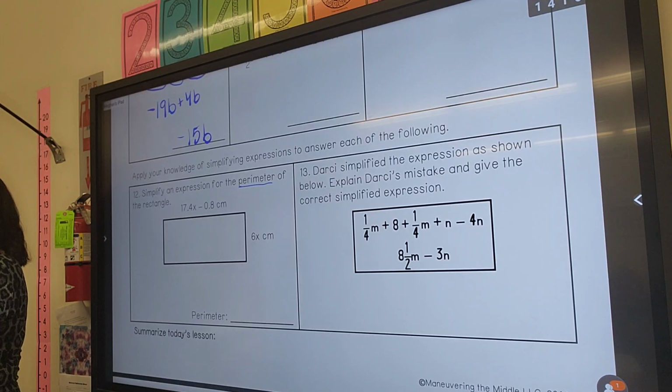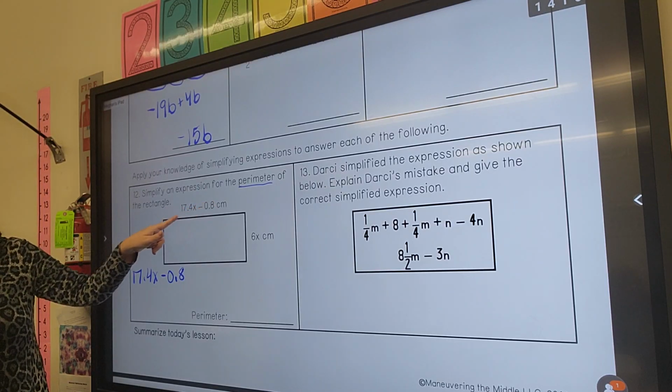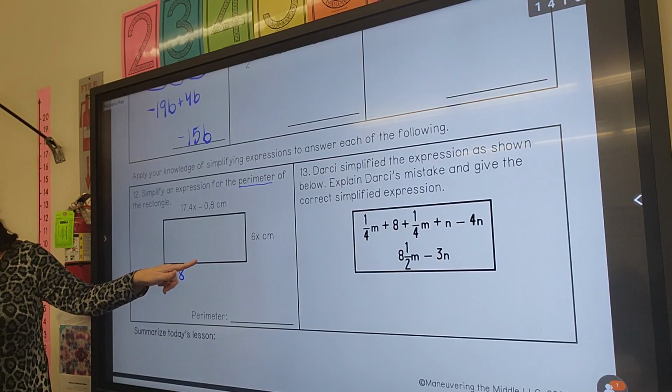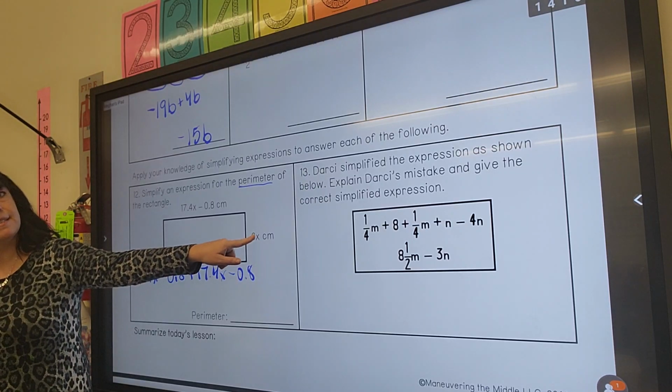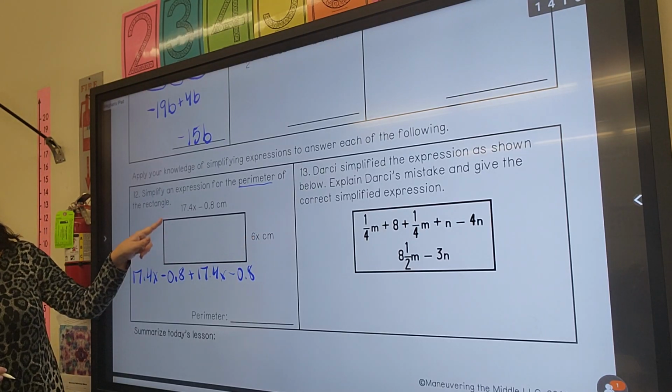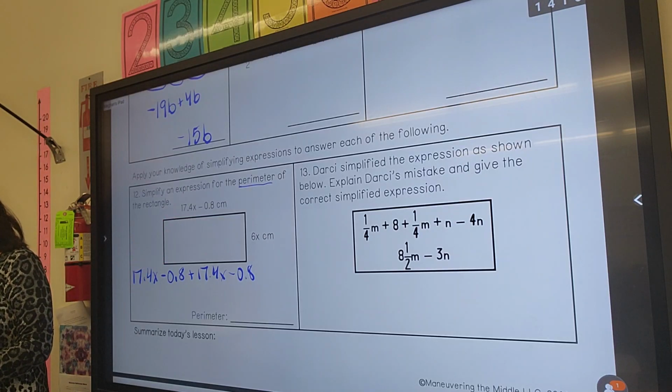So eyes up on the board, guys. If I'm gonna find the perimeter of this rectangle, I'm gonna write out that expression as 17.4x minus 0.8. And that's what this side is. This side is the same, so I'm gonna add another one of those. So plus 17.4x minus 0.8. And then I'm gonna add 6x. What's this side gonna measure? 6x. So I'm gonna add those in there too.